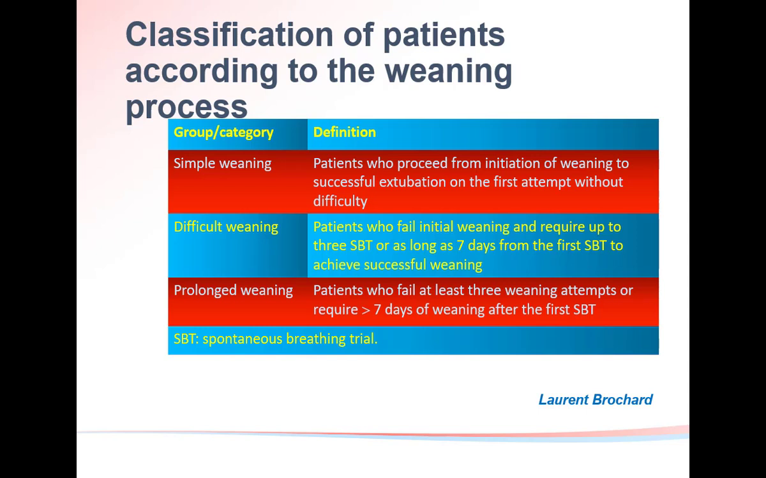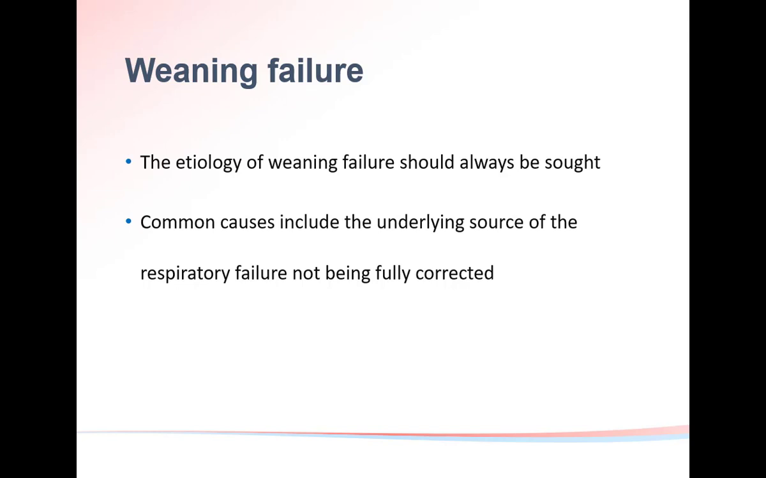Okay, simple weaning is when the first SBT succeeds. Difficult weaning is when the patient requires 3 SBTs or 7 days from the first SBT to achieve successful weaning. Anything more than this, more than 3 weaning attempts and more than 7 days, is called prolonged weaning. So these are the words you should use when you are on rounds.